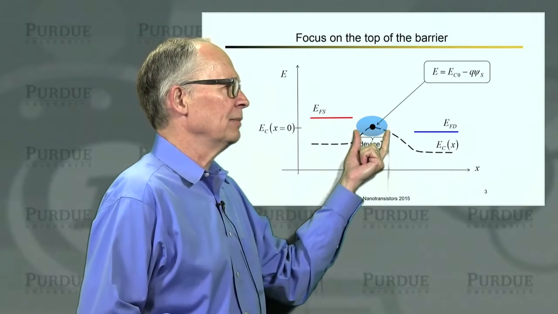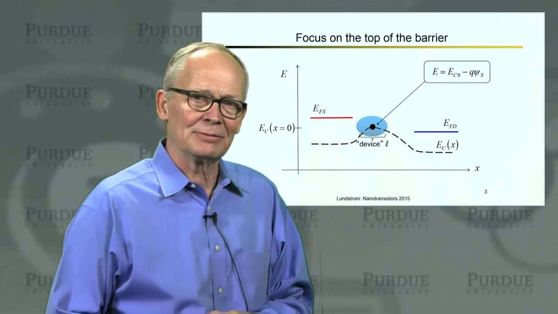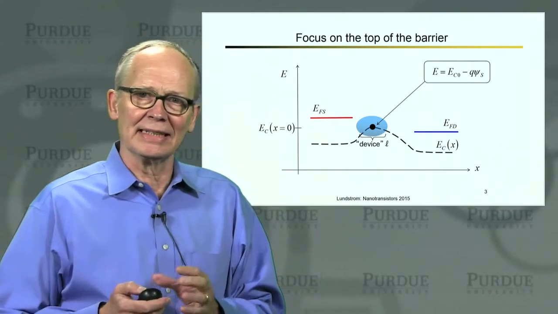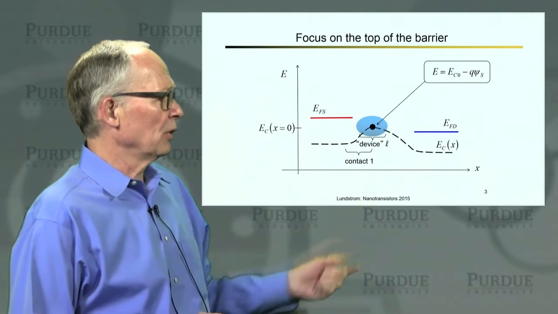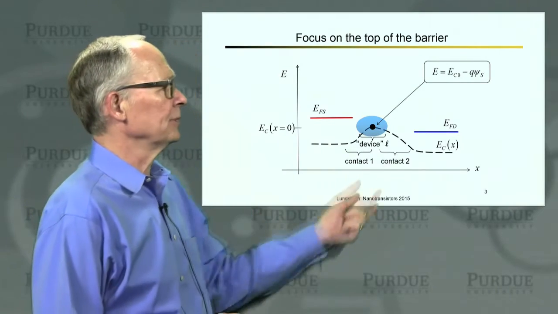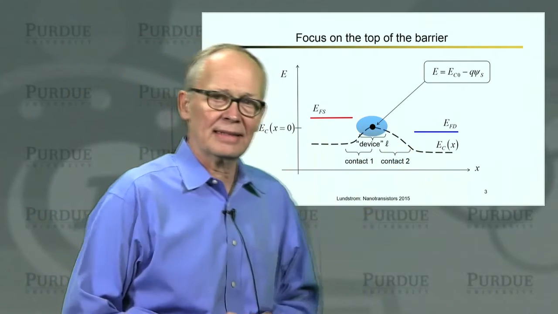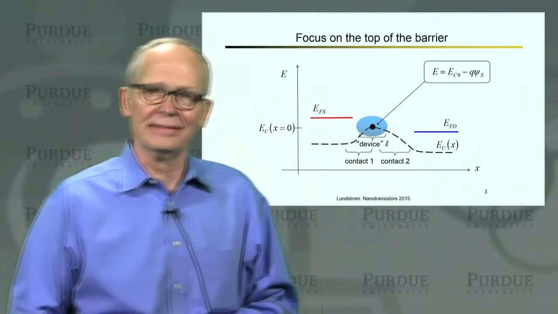So we're going to think about a very small part of this device near the top of the barrier as being our active nano device. That's where we're going to apply the Landauer approach. And we will think about the region to the left as just a contact that lets electrons in and out, and the region to the right as a contact that lets electrons in and out. And we'll focus on our little nano device here.